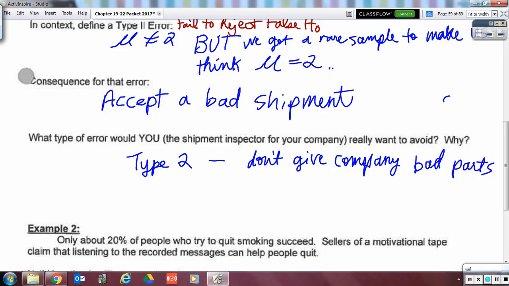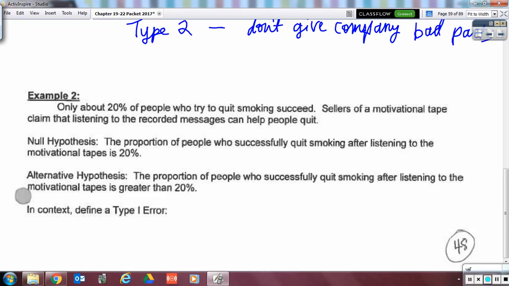You accepted brake parts. Your company puts them on the vehicles that they're making. Then all these lawsuits start happening because people are dying because the brakes aren't working. And that's all because you accepted a bad shipment. Okay? All right. A little extreme, but you got it. Okay, let's do another one real quickly.